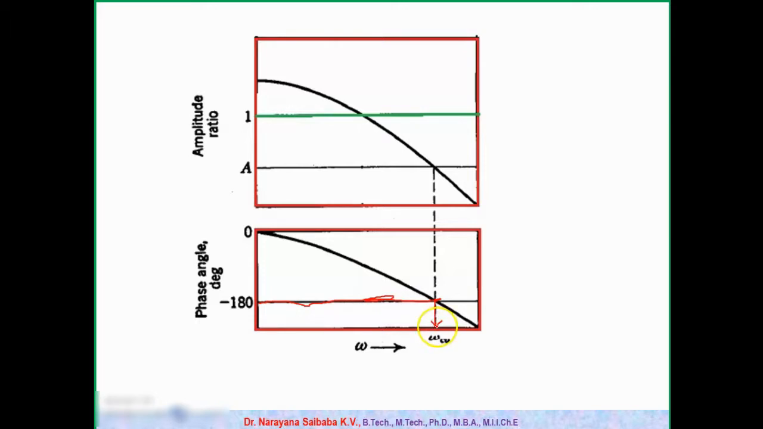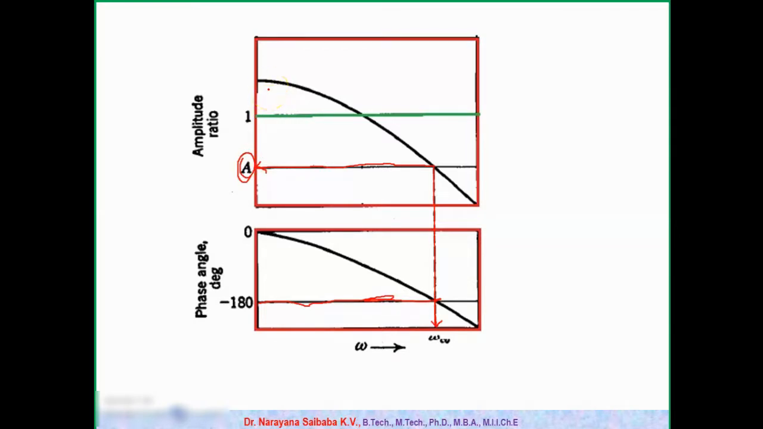Once you get the crossover frequency, we draw a vertical line from this crossover frequency till it touches the top curve. Wherever it touches, from there you draw a horizontal line to determine the amplitude ratio. Here we got amplitude ratio as A. See here, the A value is less than 1, so you can say that the system is stable. If in our given example A is above 1, then the system is unstable.